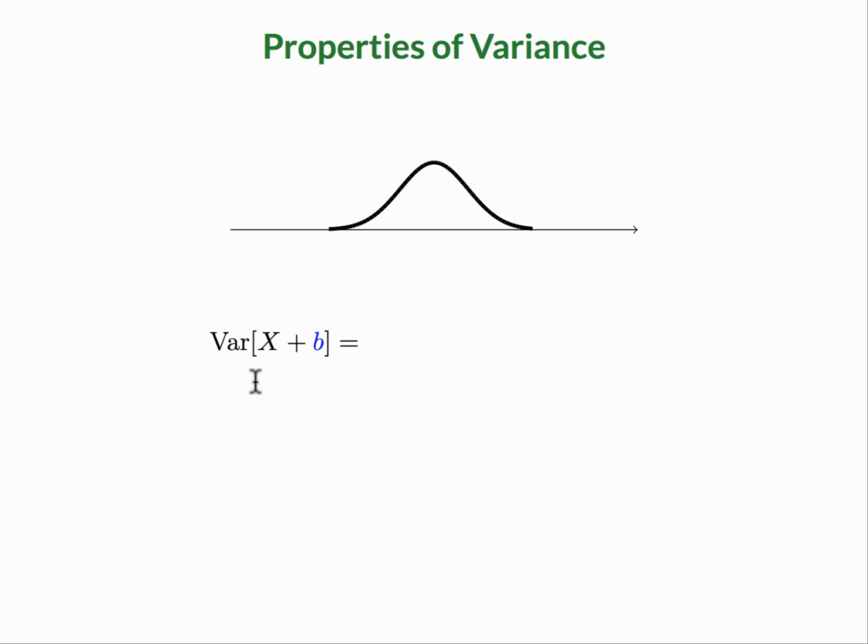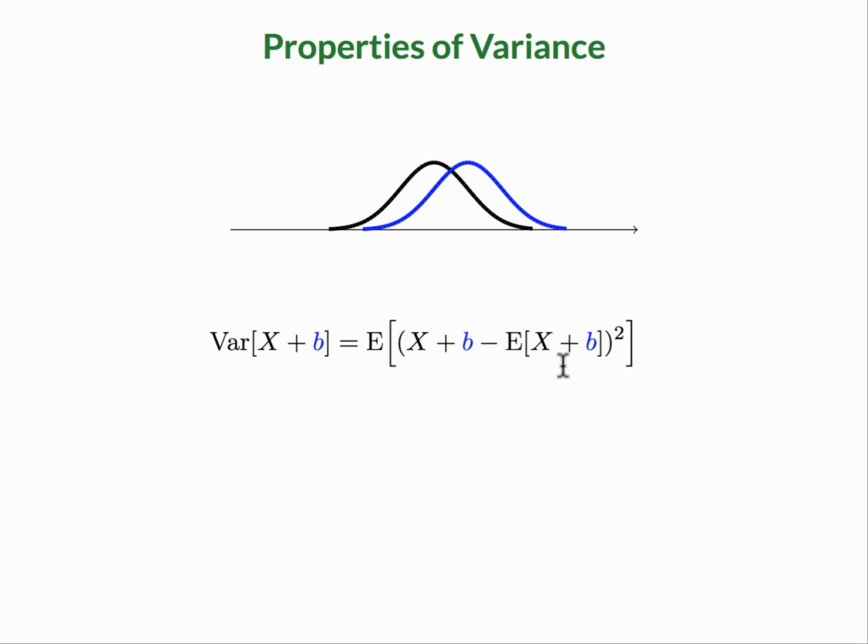What if we instead add a constant to a random variable? Intuitively, that just shifts the whole distribution over without changing the spread. So the variance should not change. Let's see how the math works out. Again, I'm going to write out the definition of variance. It's the expected squared deviation of the random variable, which is x plus b in this case, from its mean.